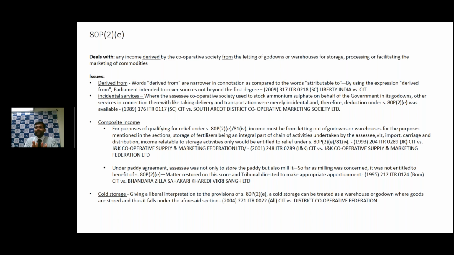Therefore, if my main purpose is storage, then even if I carry incidental activity, deduction is to be allowed on the entire income. However, if my main purpose comprises of composite activities, then only the proportionate income to the extent of income derived from letting out of godown warehouses can be claimed as deduction under section 80P(2)(e). Further, Allahabad High Court has allowed deduction in respect of cold storage facilities by giving a liberal interpretation of section 80P(2)(e).